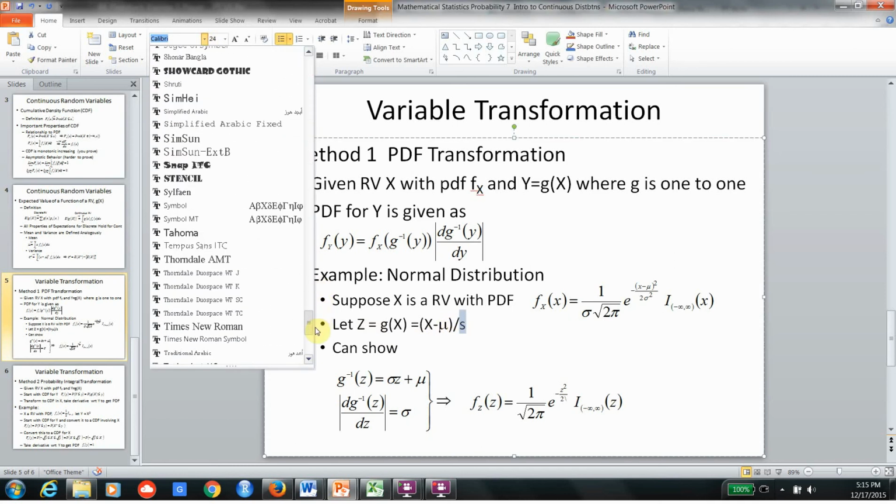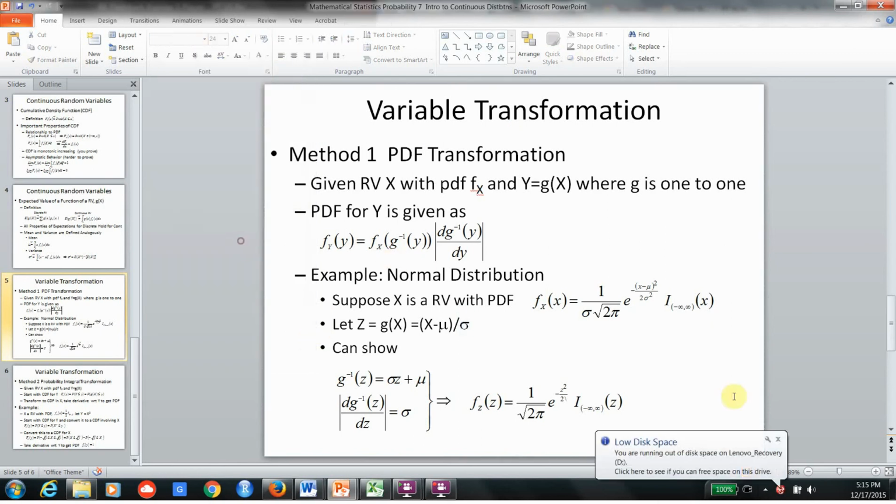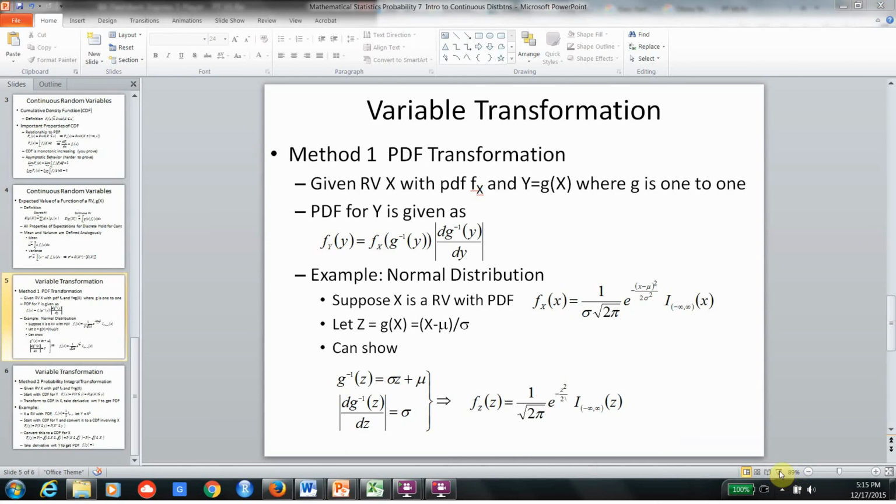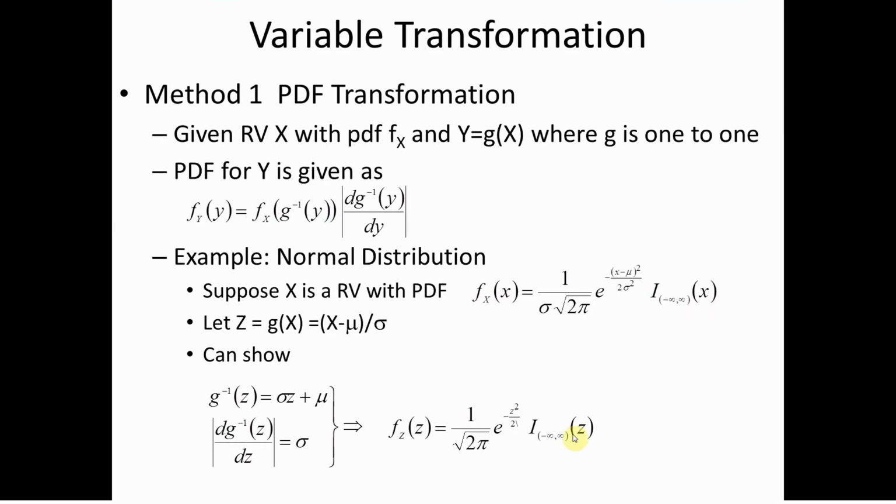And you probably recognize this. This is just the standard normal random variable. Okay? So I want to figure out now, what is the PDF of z? Well, it's not difficult to show that g inverse of z is sigma z plus mu. Okay? And therefore, when we take the derivative, we just get sigma. We don't even need the absolute value sign because sigma is always positive.